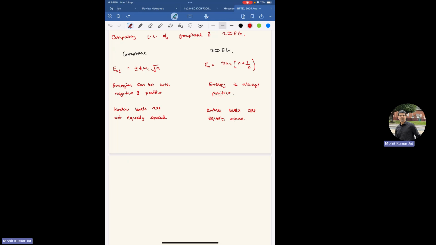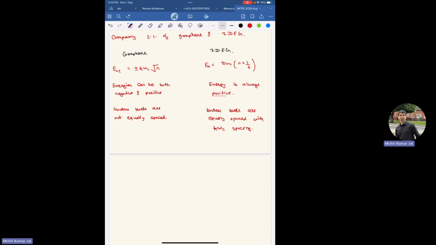Spaced with spacing h bar omega c. Omega c is the cyclotron frequency eB by m. So these are the key differences for graphene. The Landau levels are not equally spaced, but at higher energies they do get closer also. So these are the key differences.